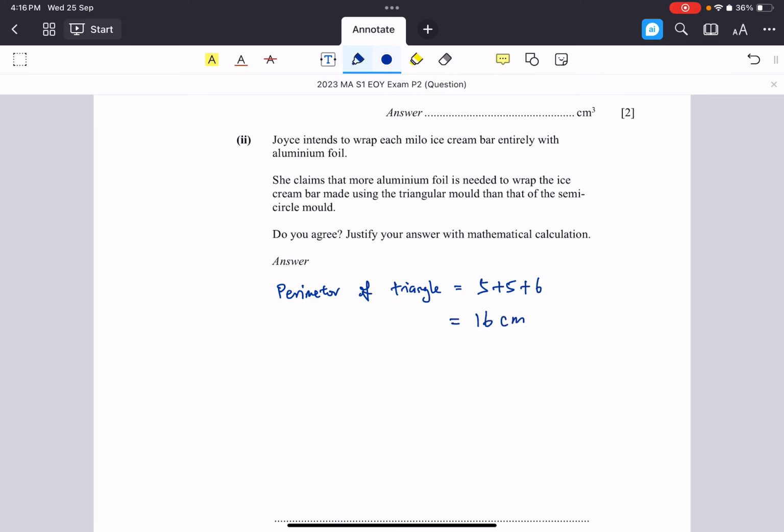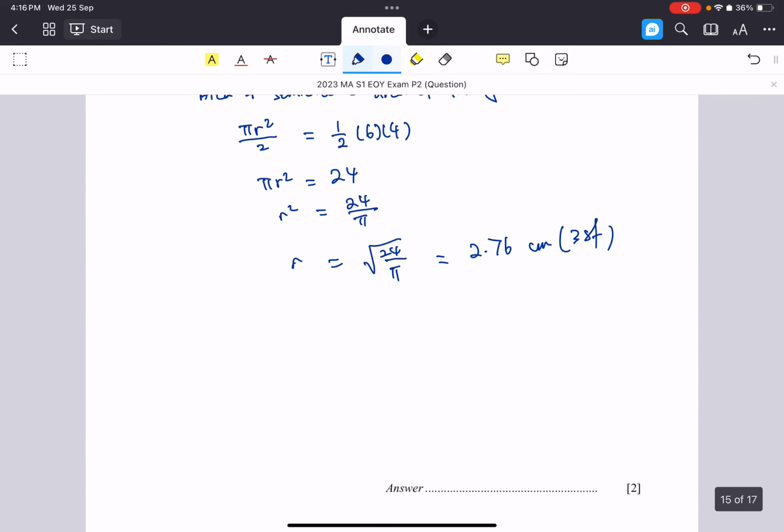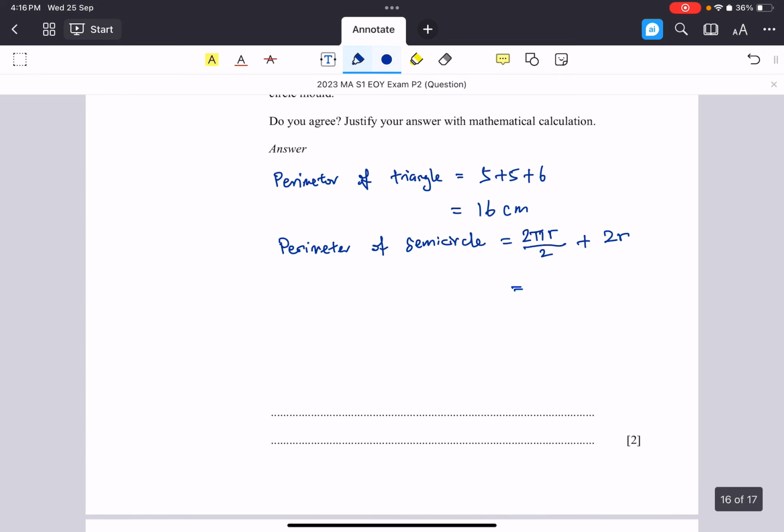And then after that we find the perimeter of the semicircle, which is equal to, well, 2 pi r is the circumference, so 2 pi r over 2 gives the curved part of the semicircle, plus we need 2 times the radius. Do I know the radius? We found the radius, it's 2.76, so we just sub in 2.76.